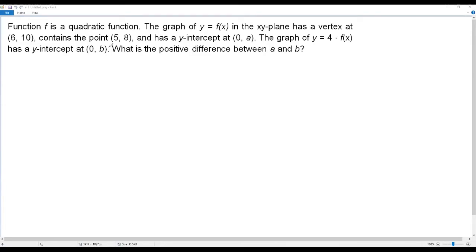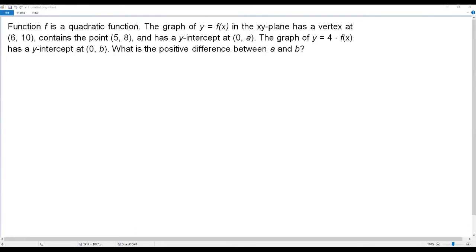Function f is a quadratic function. The graph of y equals f of x in the xy plane has a vertex at (6, 10), contains the point (5, 8), and has a y-intercept at (0, a). The graph of y equals 4 times f of x has a y-intercept at (0, b). What is the positive difference between a and b?